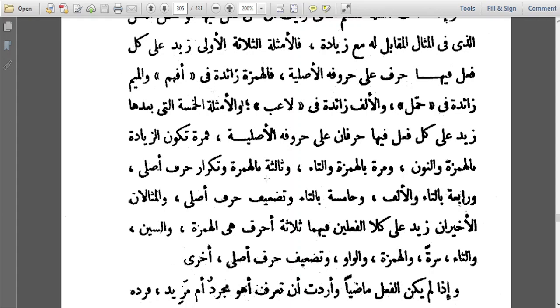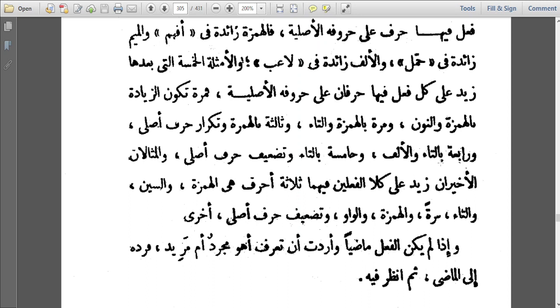Wa thalithatan bil hamza wa tikraru harf asli, where we have ihmarra. You have hamza and you repeated the lamul fi'l. Says ورابعة بالتاء والألف, and then when you look at the fourth one, you realize that a ta has been added, and then alif, where you have تضارب تفاعل. وخامسة بالتاء وتضعيف حرف الأصل, where we have تحسن. Okay, تفعل.